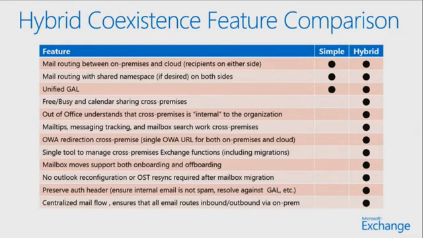Yep. So we're going to preserve the authorization header, ensure internal email is not spam, and resolve against a GAL. Centralized mail flow: ensure that all email routes inbound and outbound via on-prem. So maybe you already have a mail filtering application that can stay in place while you're going through this process as well.